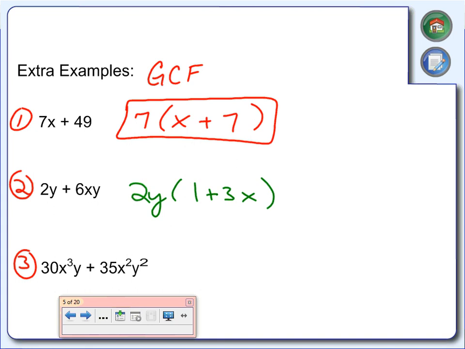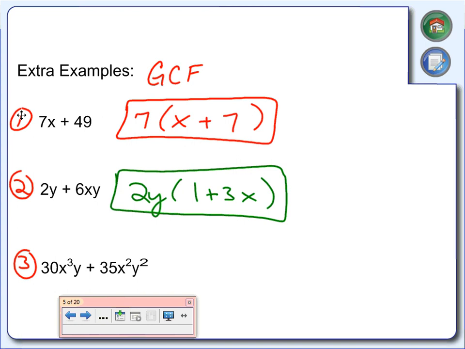Also need the x. Now notice you can always double check your work here. If I use the distributive property, 2y times 1 gives me that 2y. 2y times the 3x gives me the 6xy. So you can always double check to make sure you're coming up with the right answer. All right, so those are the factors.